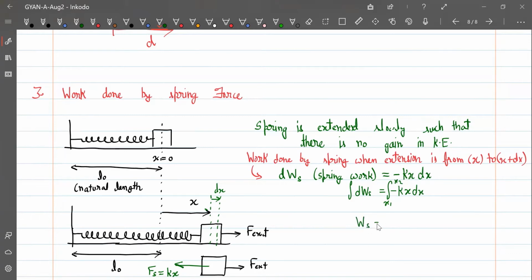So work done by spring will be minus k by 2 times (x2 square minus x1 square). This is work done by spring.